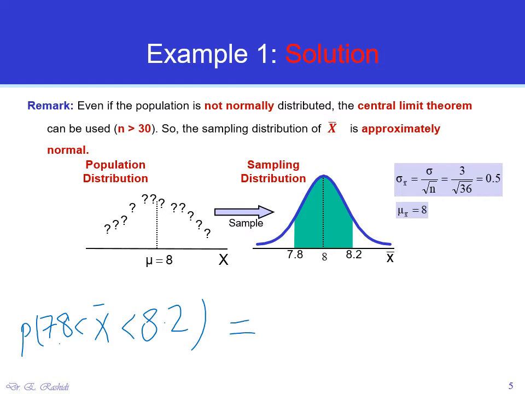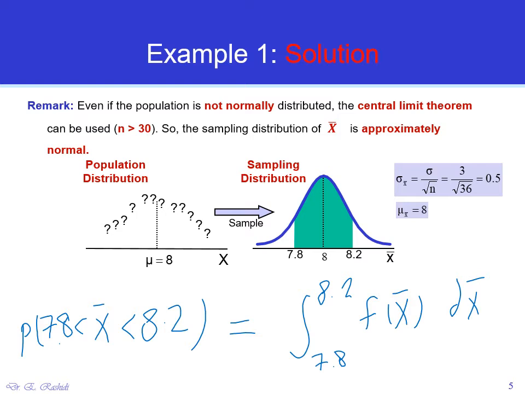To find this probability, we can use the probability density function, if you remember the complex formula, and then do the integral here, which is going to be from 7.8 to 8.2 of f of x bar d x bar. And f of x bar would be the probability density function of the normal distribution. Or we can go with the easier or old way, which is using the z distribution, or we can actually use Excel. So right now we want to use the old way, which is using the z distribution.